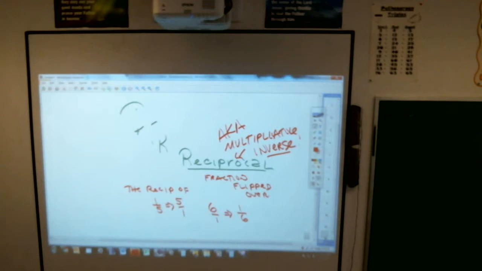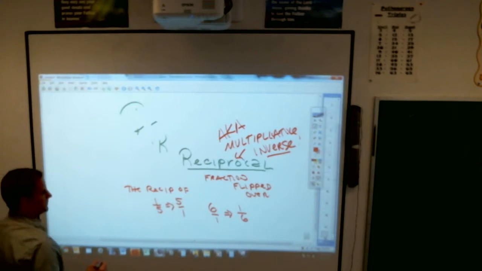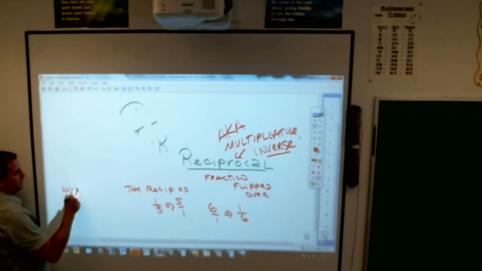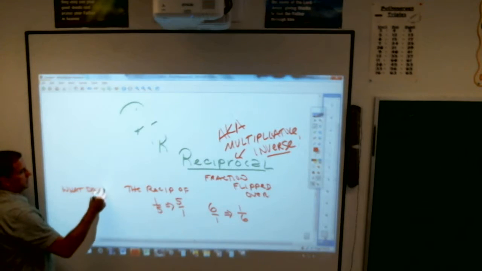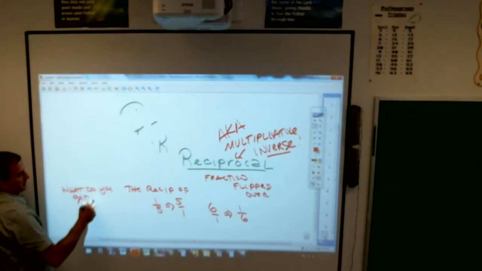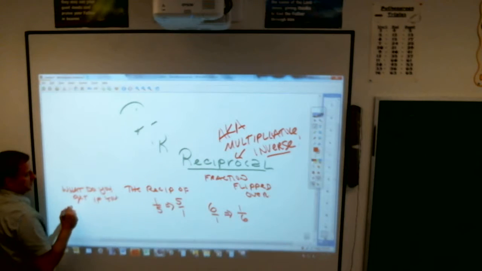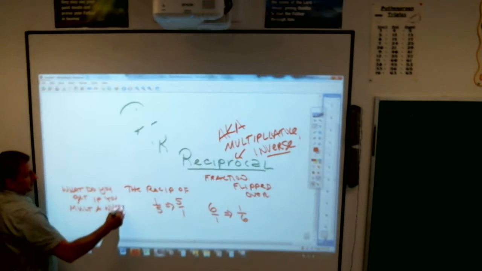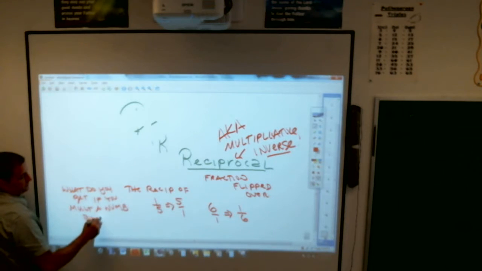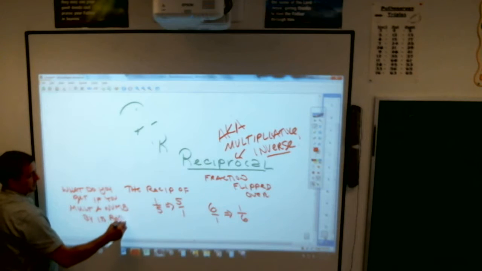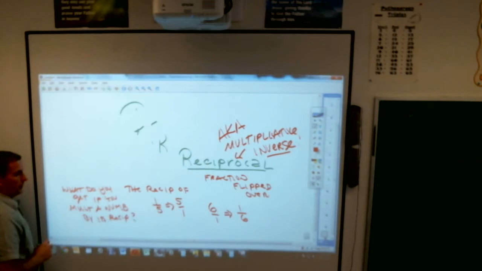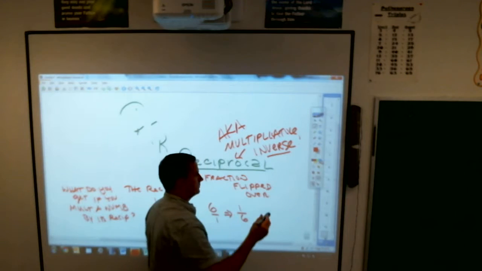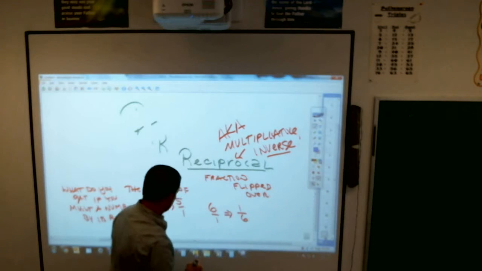And the other very important thing to understand is this question right here. What do you get if you multiply a number by its reciprocal? What do you suppose you always get if you multiply a number by its reciprocal? 1. 1. Why is that?